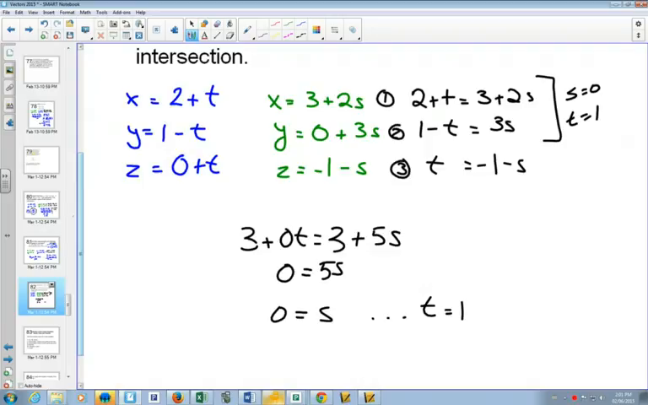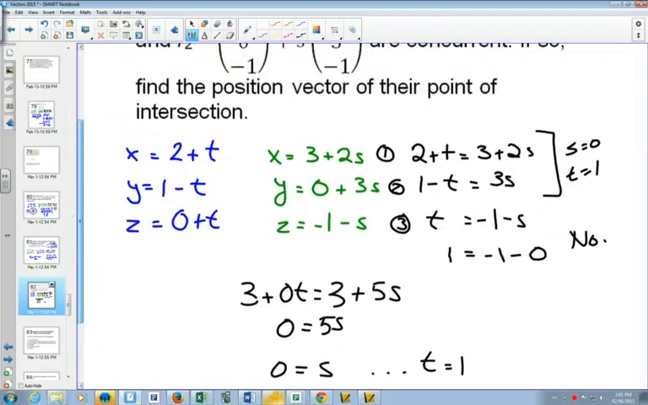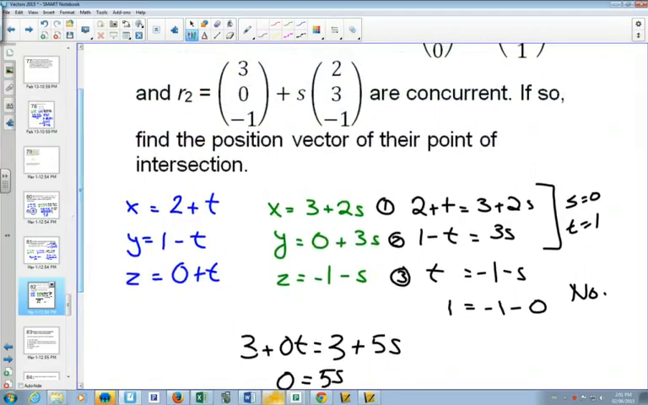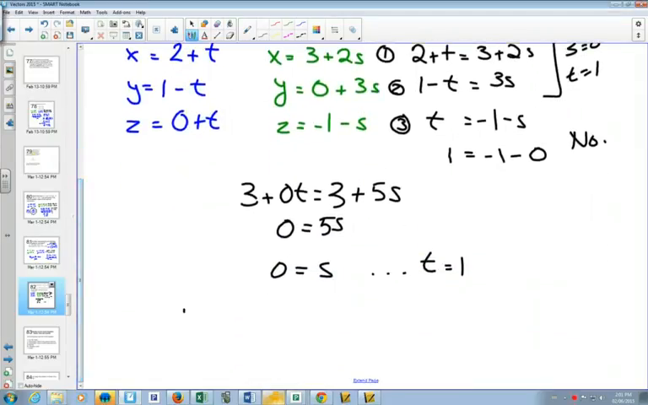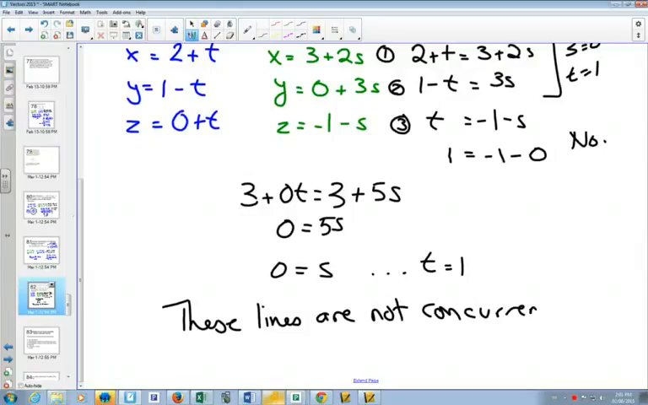And when we plug those values into our equation, oops, no. So are they concurrent? These lines are not concurrent.